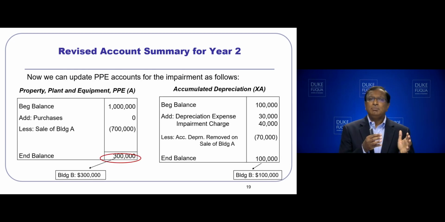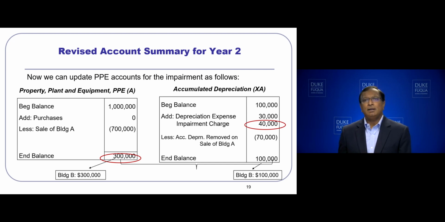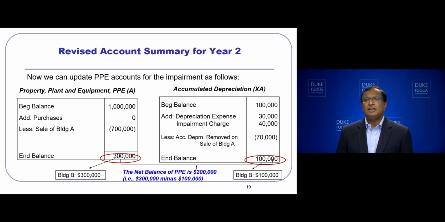So now let's update the PPE accounts for the impairment. So on the PPE account, there will be no change because we still have building B. On the accumulated depreciation, we will actually include the impairment charge as an increase to the accumulated depreciation, resulting in an ending balance of 100,000. Now, what do we see on the balance sheet? Well, the net amount of PPE is 200,000, which is the difference between 300,000 and 100,000, which is actually the fair value of the asset. And that's what we want to depict in the financial statements.